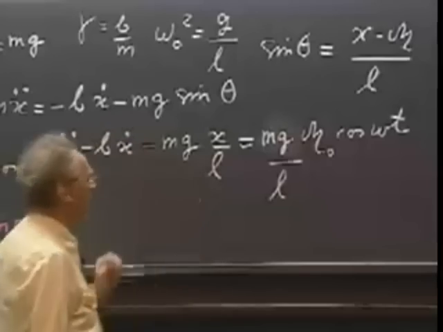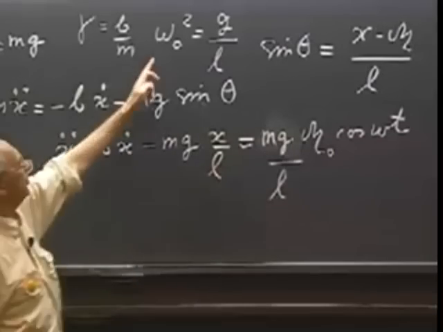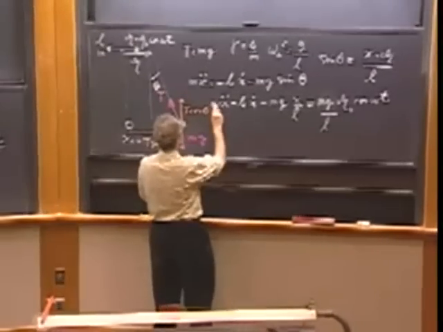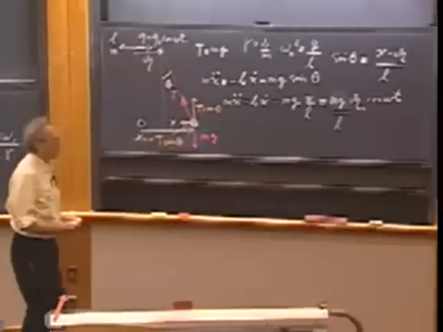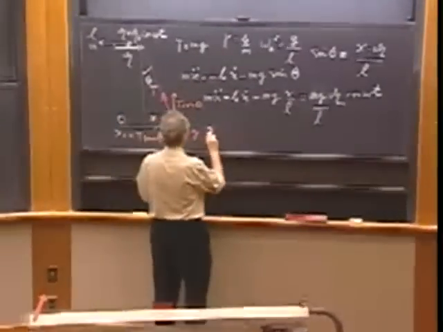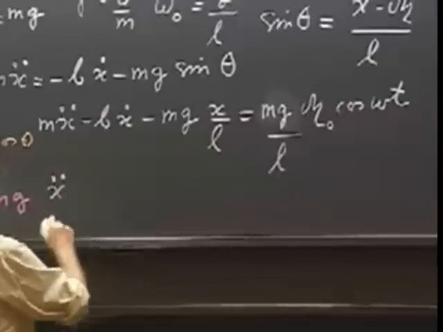And now I divide by m, and I substitute omega 0 squared in here. Oh, I had an m here too. You should have screamed, there was an m there. I decided not to divide by m, remember? Now I'm going to divide by m, so I get x double dot.